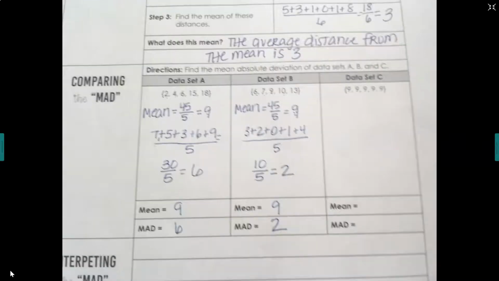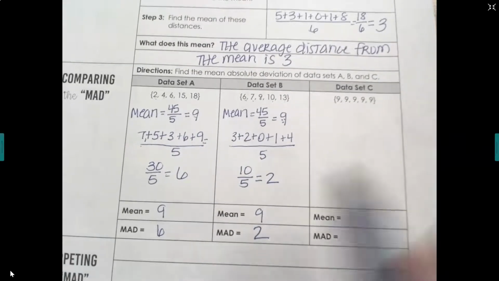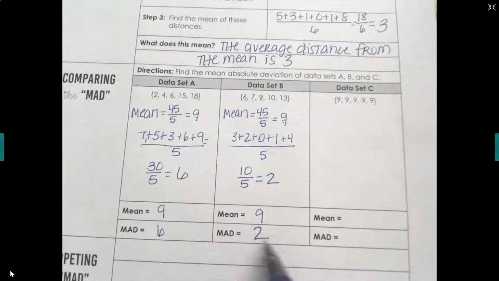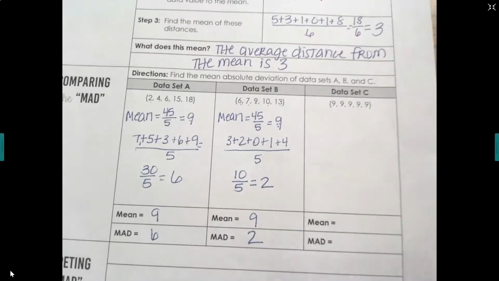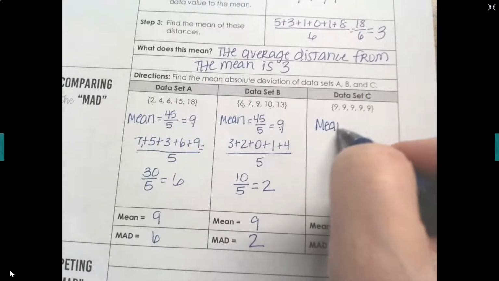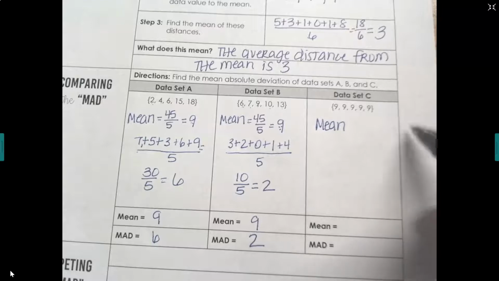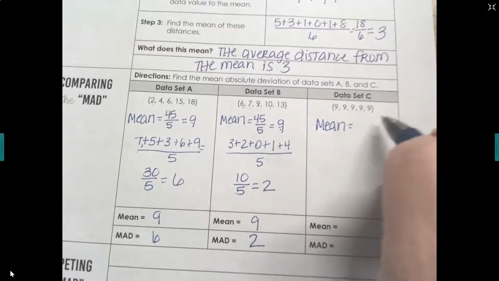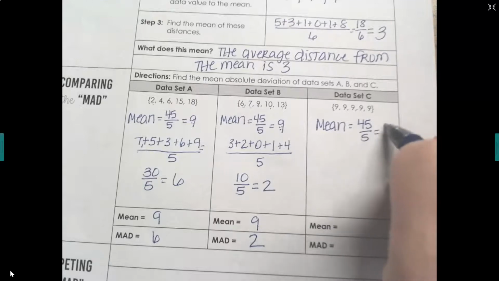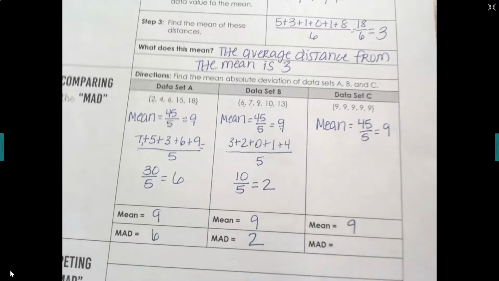Okay, so look, we got our means. They're exactly the same, but their mean absolute deviations are different. If we look at our last one, this one's a weird one. They're all 9s. So when I add up all 5 nines, I get 45 divided by 5 for an average of 9. So they all have a mean of 9.